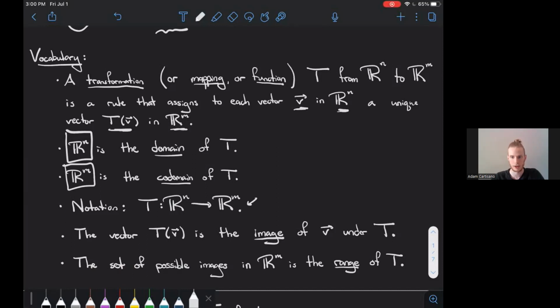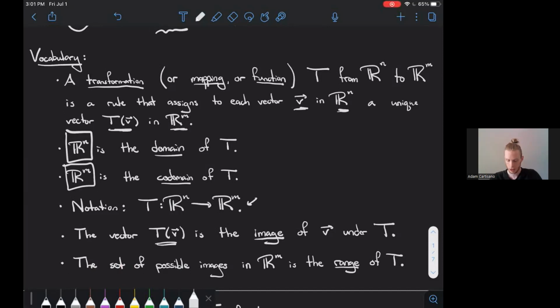So let's say, the image of v. What we mean is this guy. And now we have to ask, what are the possible images of input vectors? That's some space of vectors inside of the codomain. It might not be the entire codomain.